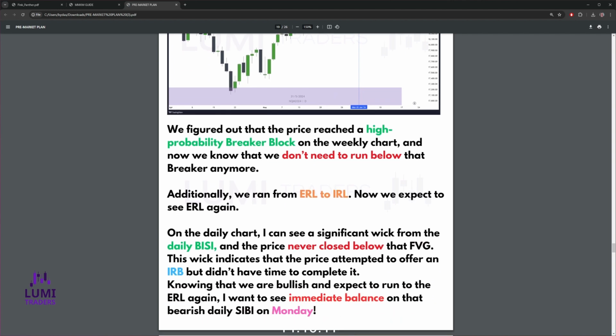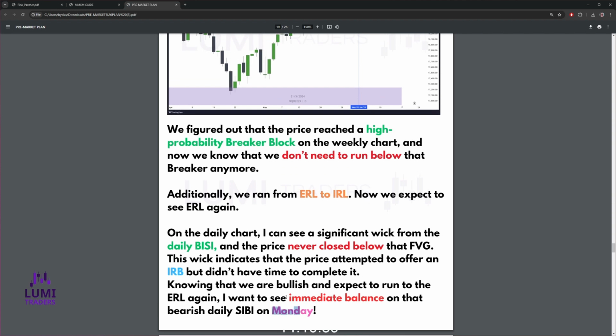On the daily chart, I can see a significant, huge wick from the daily fair value gap, and price never closed below that fair value gap. This wick indicates that price attempted to offer an immediate rebalance but didn't have time to complete it, as I said before. We know that we are bullish and expect to see a run to the external range liquidity again. I want to see an immediate rebalance on that bearish daily fair value gap on Monday.